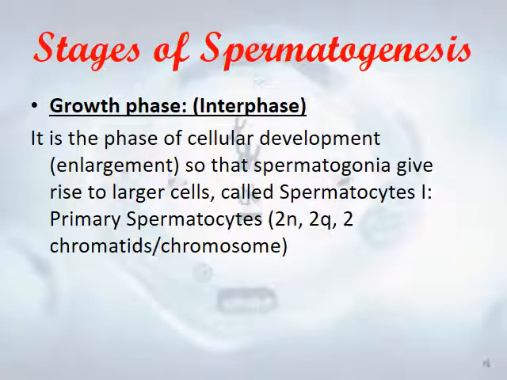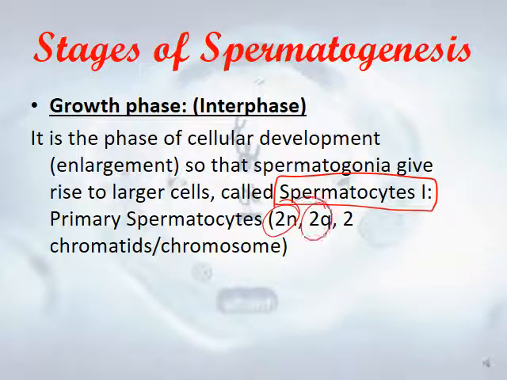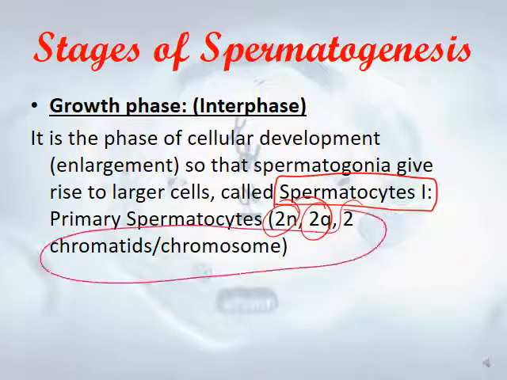Let's move to growth phase. Growth is the interphase. It's the phase of the cellular development. Spermatogonia give rise to larger cells. These cells are called spermatocyte 1. Spermatocyte 1 result in the growth phase, in the interphase. They are called also primary spermatocytes or spermatocyte 1. They are 2N, 2Q, and 2 chromatids per chromosome.